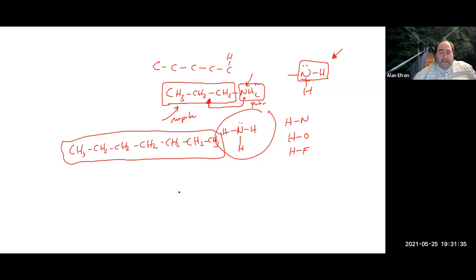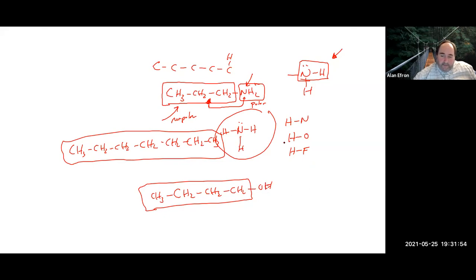So for example, if you had something like this, you could look at this part as not really going to do much other than some dispersion forces because it's nonpolar, but this OH bond here is a bond between hydrogen and oxygen. It is going to be a polar bond, and it will be able to hydrogen bond through that with another one of itself or something else.